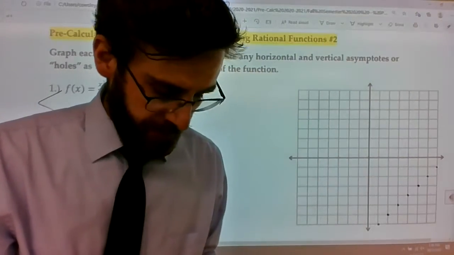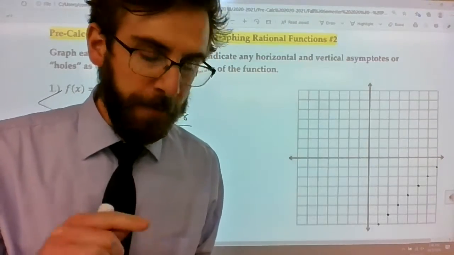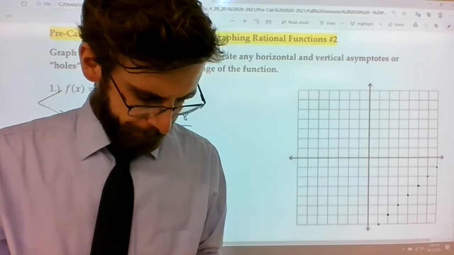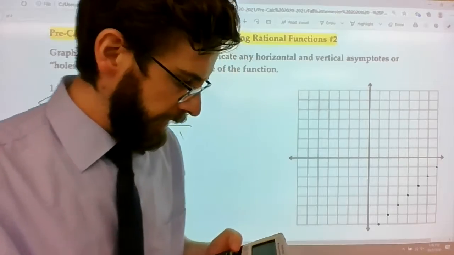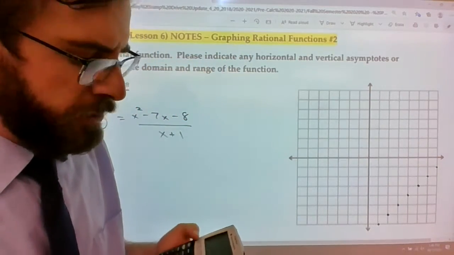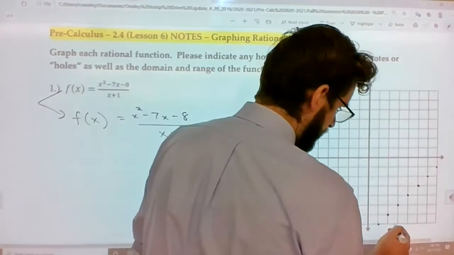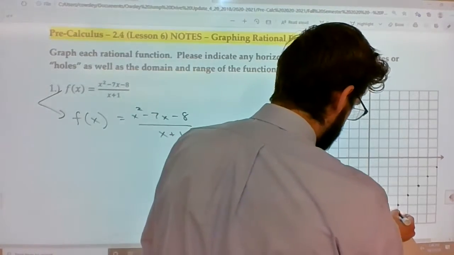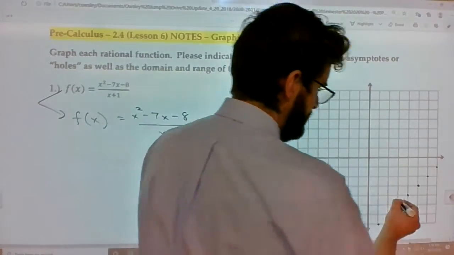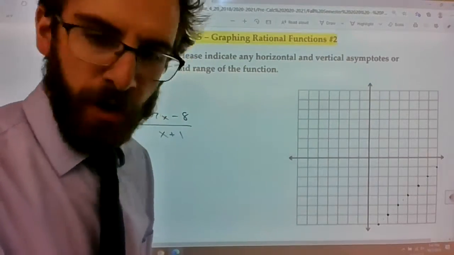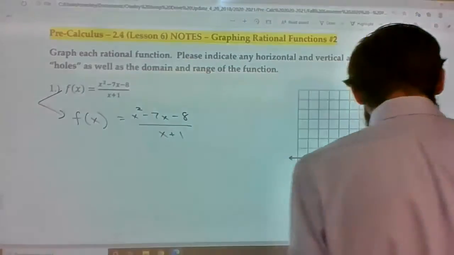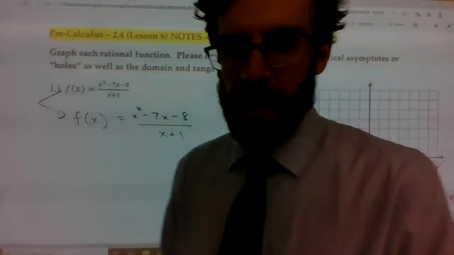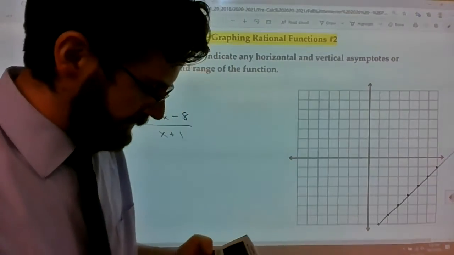Well, I don't trust this, so I'm going to look at the points in between. I'm going to make my table step a quarter, so 0.25. Let's go by halves. 1.5 is negative 6.5, which is right here. 2.5 is negative 5.5. 3.5 is negative 4.5. Oh, wow. They're all still right on the line.